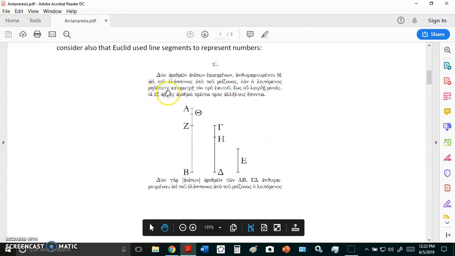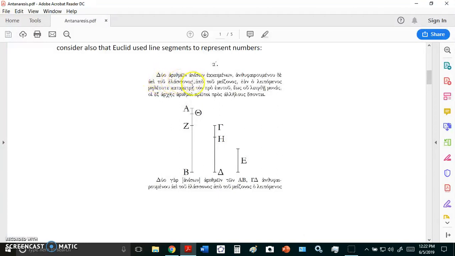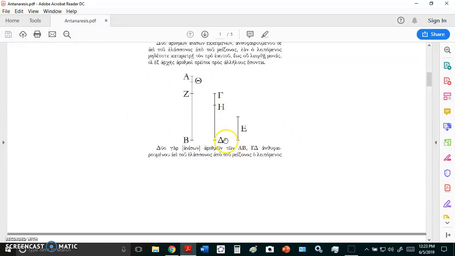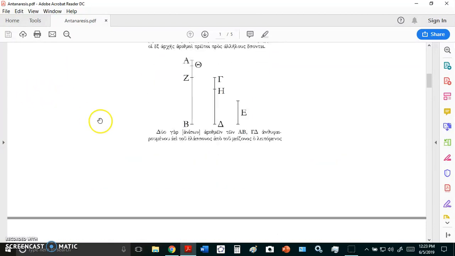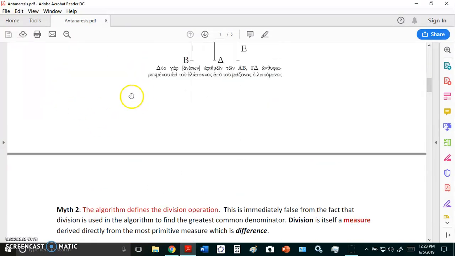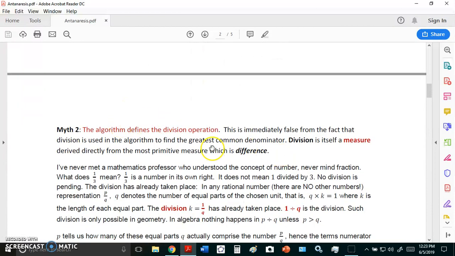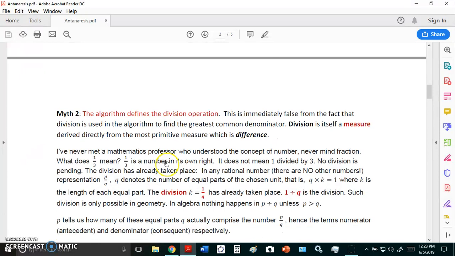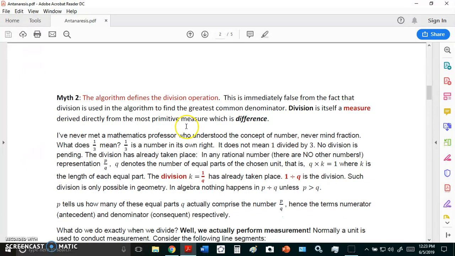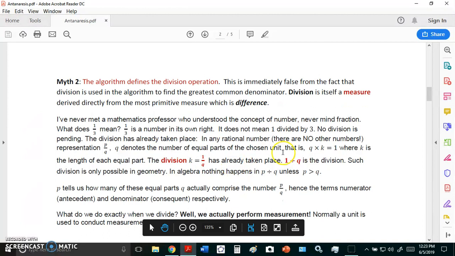And yes, Euclid did use the word number. For example, here he says δύο αριθμών ανίσων κειμένων, and then the word that I showed you earlier on, it says that these here are magnitudes and not necessarily numbers, okay? So that's the first myth, that the algorithm works only on integers. And the second myth is that it defines the division operation. It doesn't. The division operation is used in the algorithm, but the actual division algorithm is entirely different.